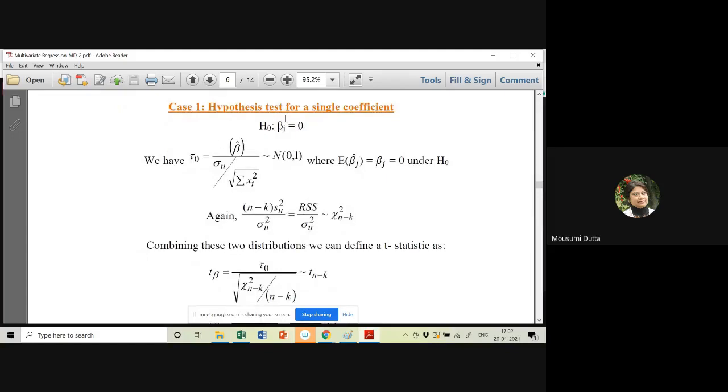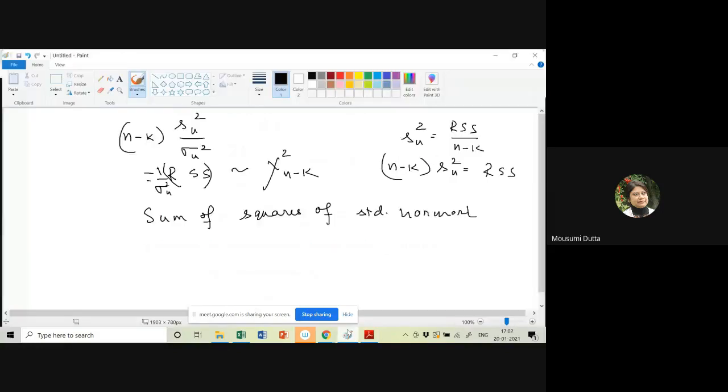The first one, you are very, very familiar with this at your undergraduate level. All of you did this. So, hypothesis test for a single coefficient. The hypothesis is beta j is equal to 0. Now we consider the statistic: beta hat minus expectation of beta hat divided by standard error of beta hat, to test beta j is equal to 0.